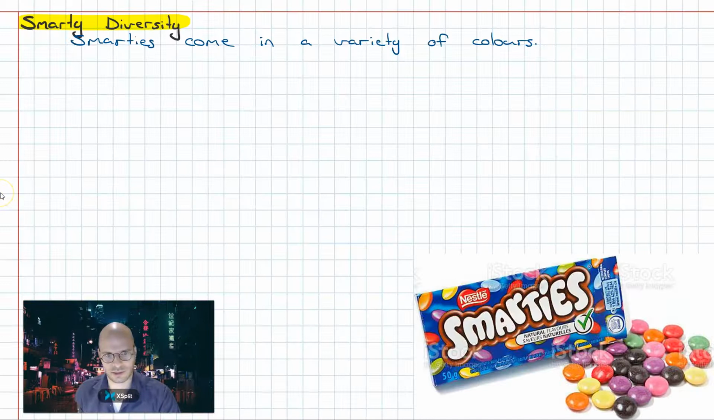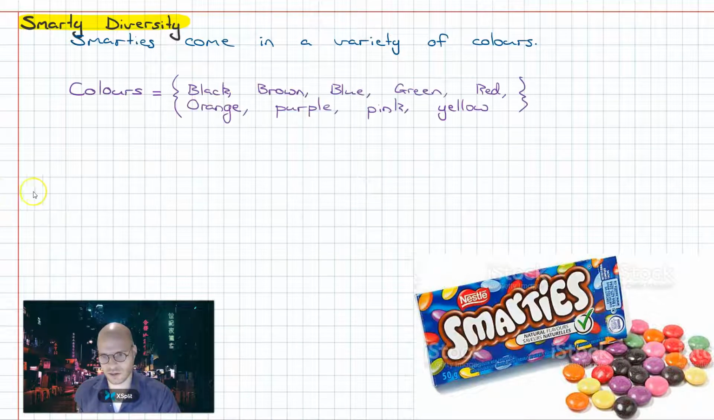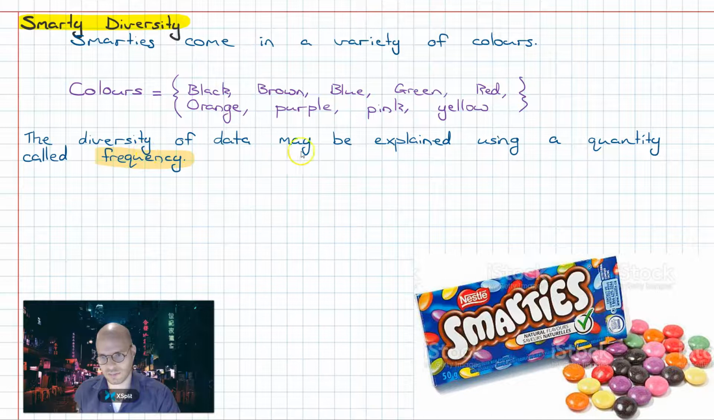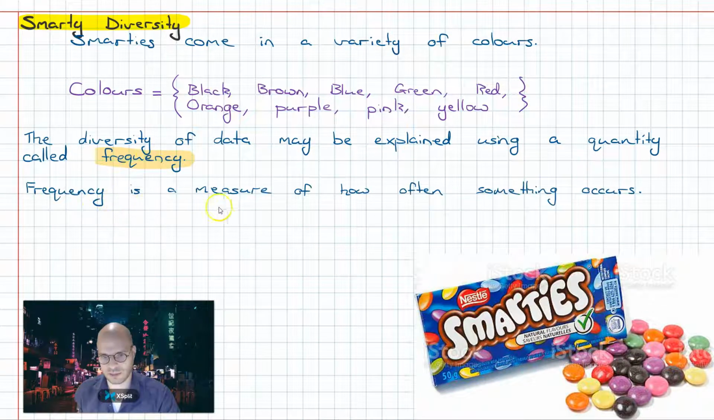Now consider the situation. Smarties come in a variety of colors. The diversity of the Smartie types can be described by the colors shown over here. So we have black, brown, blue, green, red, orange, purple, pink, and yellow Smarties. This sort of data, we call it categorical data because it's listed by names and not by numbers. Now, the diversity of the data may be explained using a quantity called frequency. Frequency being the measure of how often something occurs.